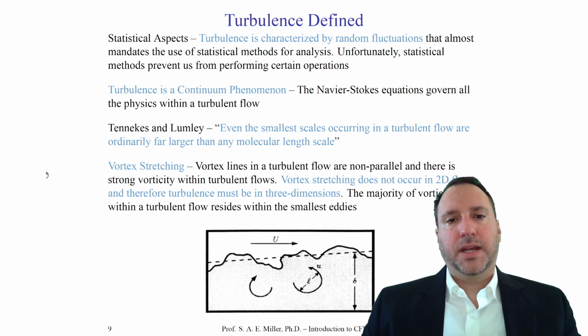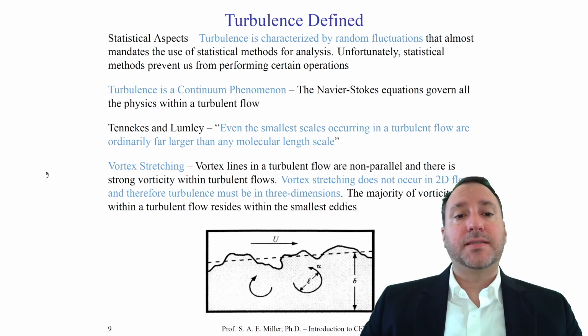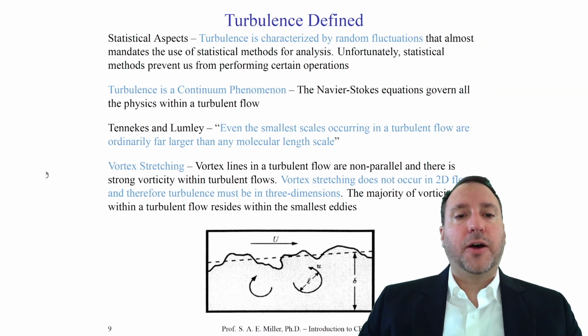By continuum, it means that the turbulence itself, this chaotic nature and beautiful scales of the evolving flow, will not appear at all in an environment where there are not enough particles to be viewed statistically as a continuum. This is what is meant. Tennekes and Lumley, in their book, write, even the smallest scales occurring in a turbulent flow are ordinarily far larger than any molecular length scale. This is another observation that they made over their careers as experimentalists and theoreticians that helps provide evidence that turbulence is a continuum phenomenon.